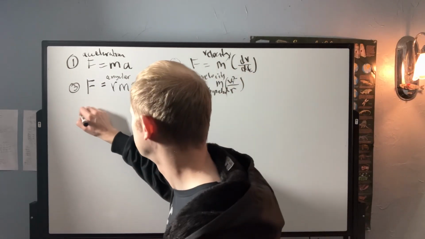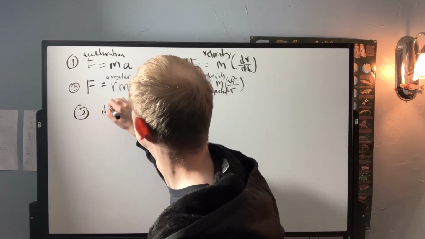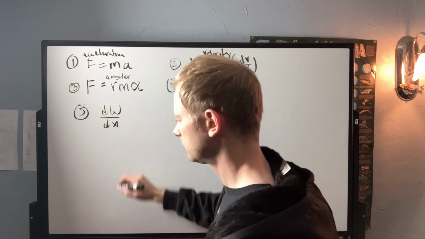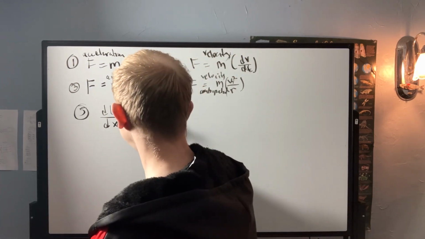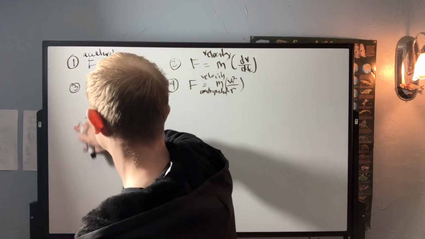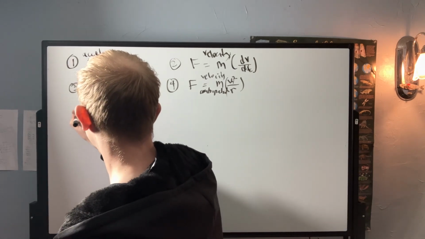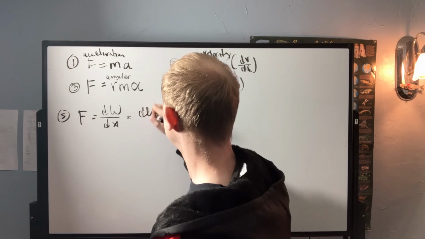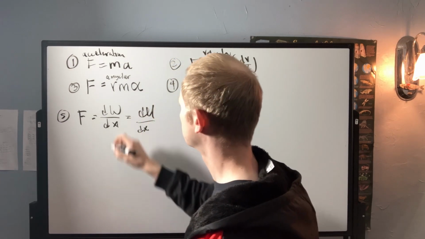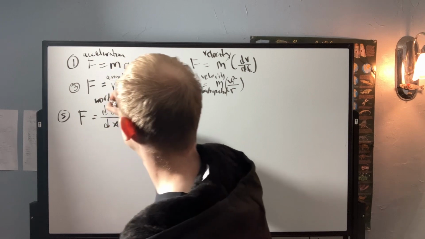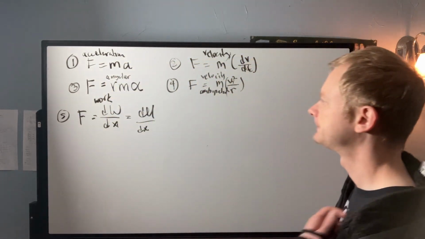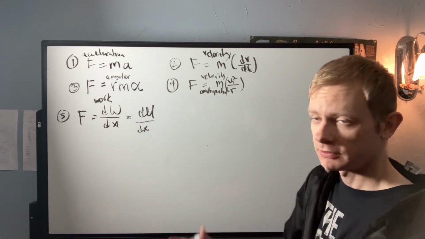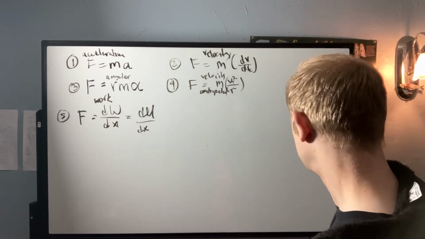Let's see, there's a couple other ones that you might know here. So what about the derivative of work over distance equals F? This is number 5 here. And that's also maybe potential energy over dx. So this right here is work. And like I said, depending on what information you're given, you need to know one of these equations. We're just going to keep going.